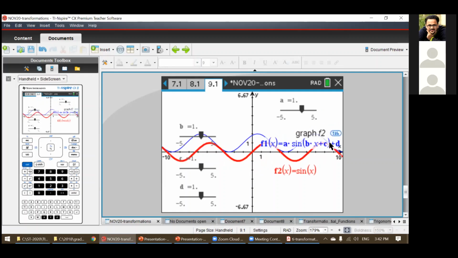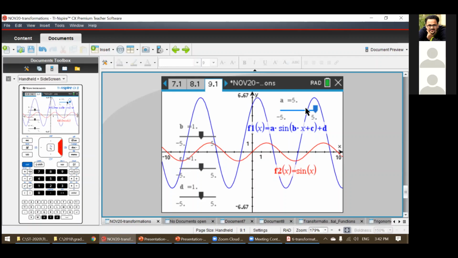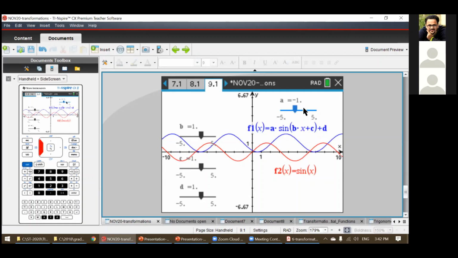Now you want to understand the transformations with respect to this function. So what you can do is go ahead and increase A, and you can see what's happening to the graph. Now make it 0 and you can see what happens, and then make it negative and then you can compare.